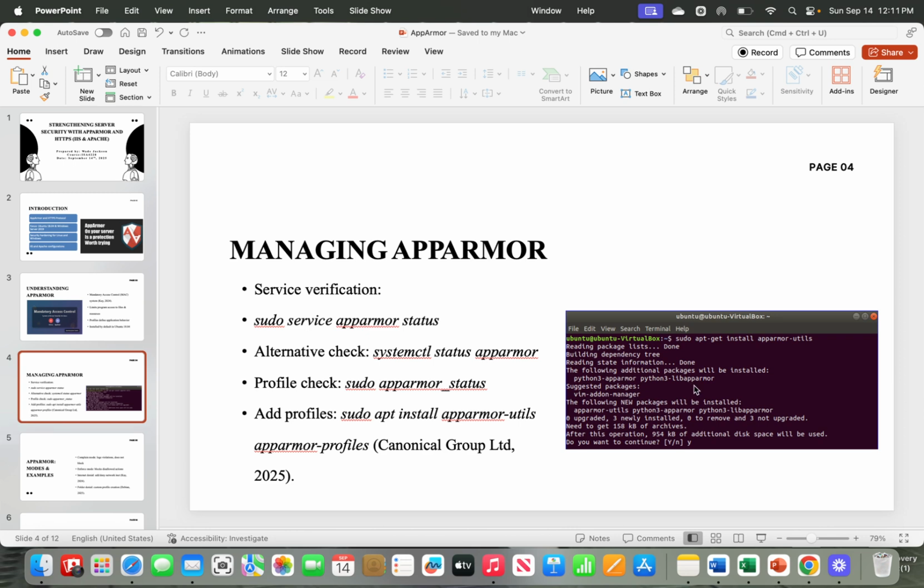Managing AppArmor. We can use sudo service apparmor status or systemctl status apparmor to verify that AppArmor is active. A green dot means that the service is running. For more detail, the command sudo apparmor_status gives information on how many profiles are loaded, which profiles are being enforced, and which profiles are in complain mode.